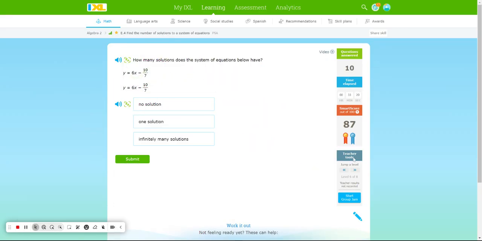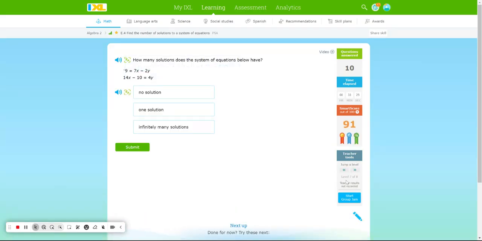Okay, next problem. I can move to the next level. Same thing. How many solutions? So I solve for the y. The reason I want to see the slope intercept form is so I can compare the slopes. I solve for the y. What should I do now?